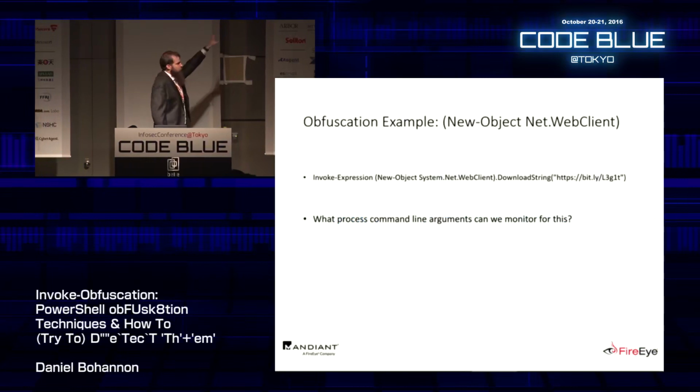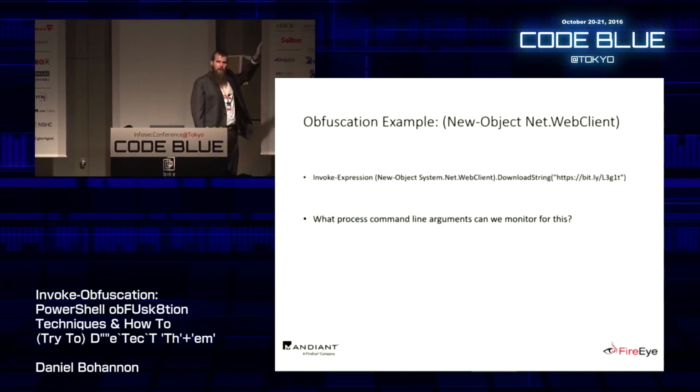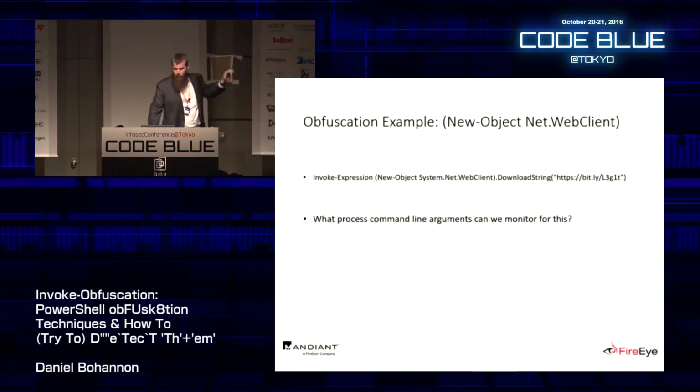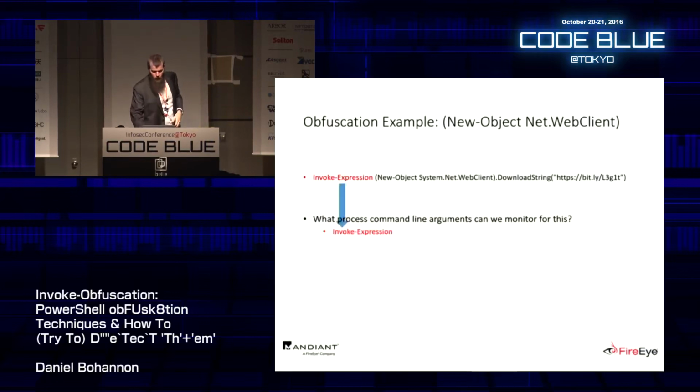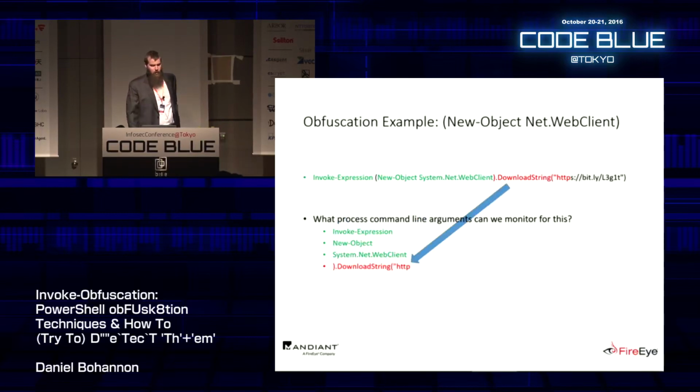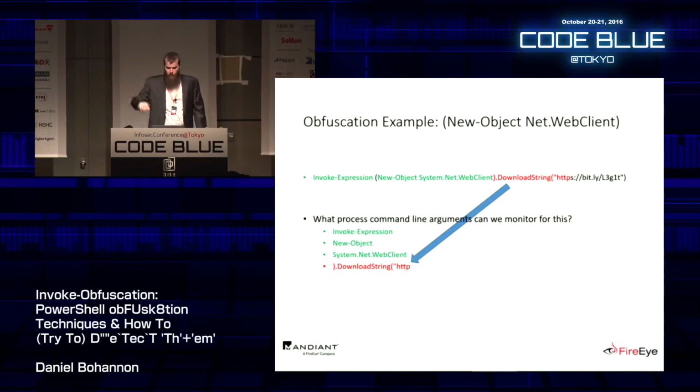So let's play red team versus blue team here. We have our red team attack command on the top. As defenders, how can we detect when this is run? When we see this on the command line, what are strings that we can use to detect this activity? Well, we could say if we see invoke expression and new object, system.net.webclient, and download string, if we see all 4 of these together, then that would catch this remote download command.